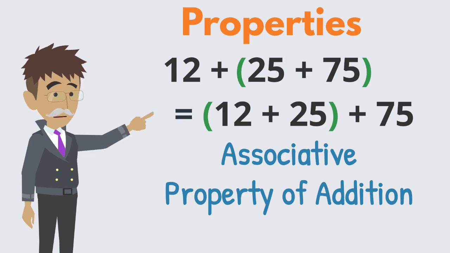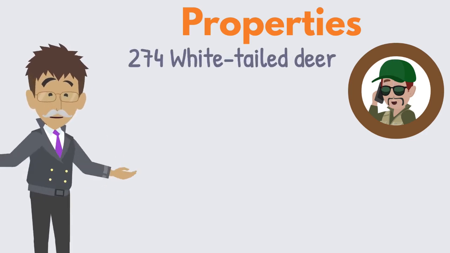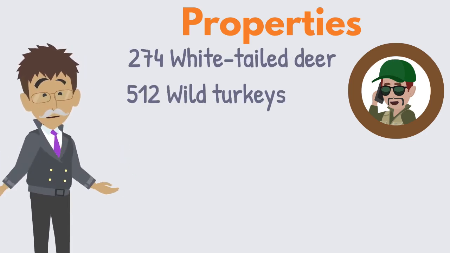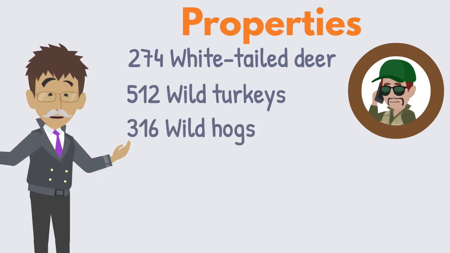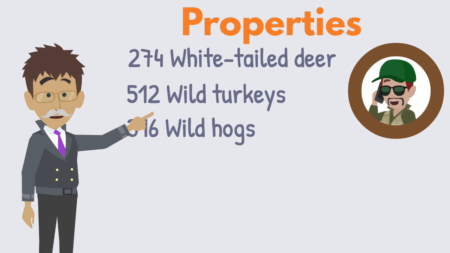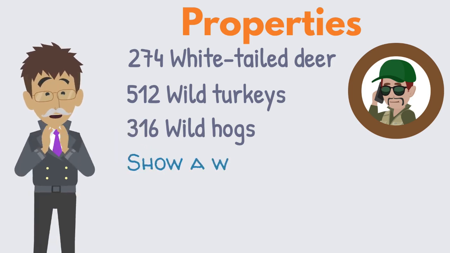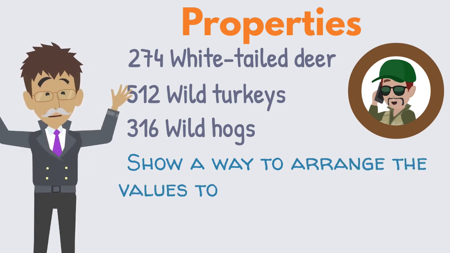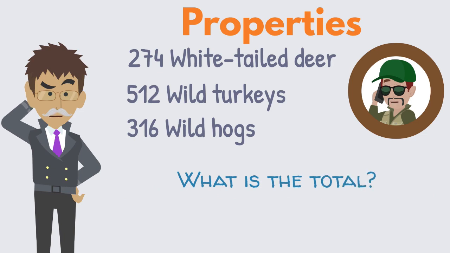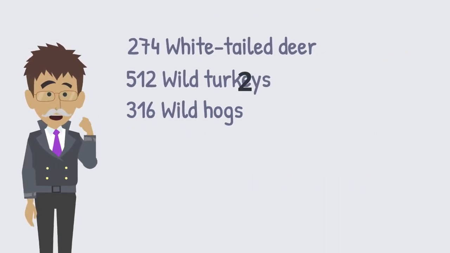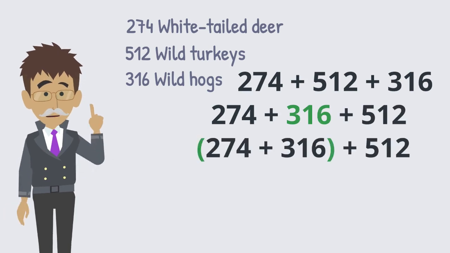Kurt counted 274 white-tailed deer, 512 wild turkeys, and 316 wild hogs when surveying some land in North Georgia. He wants to know the total number of animals he saw. Show him a way he could arrange the values to make adding the values together easier. What is the total? One way is to start with 274 and add 316 to it.